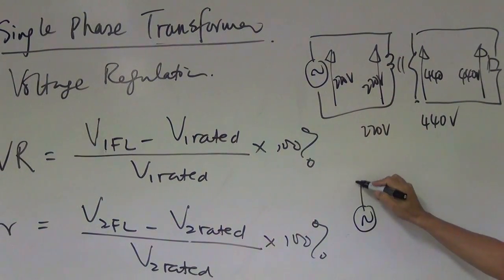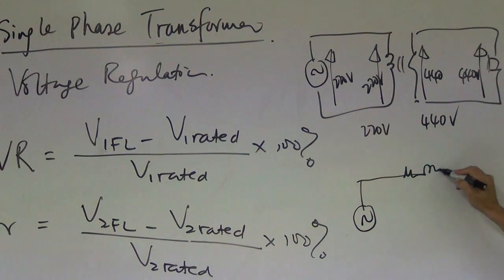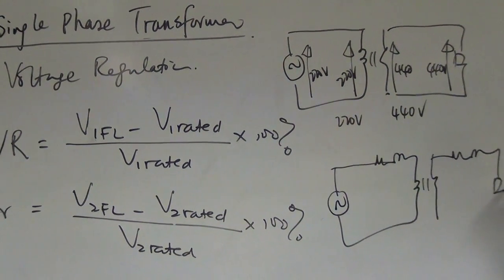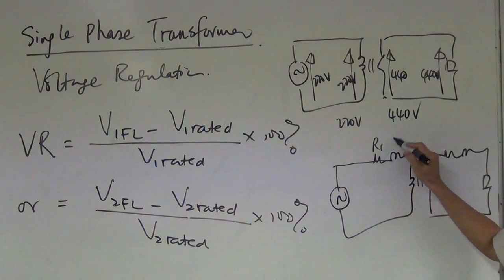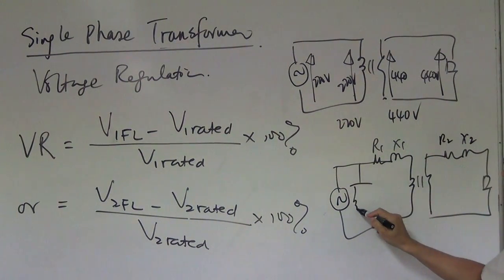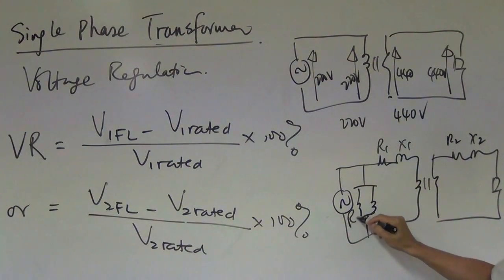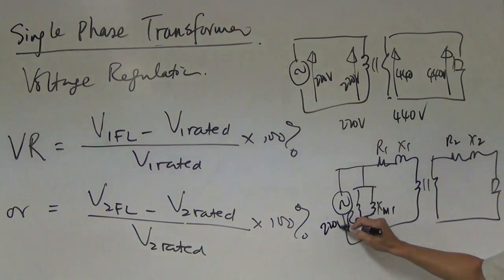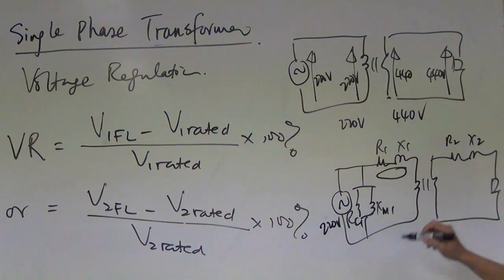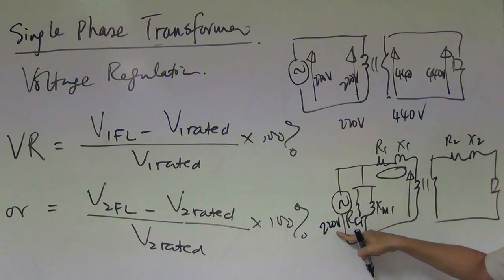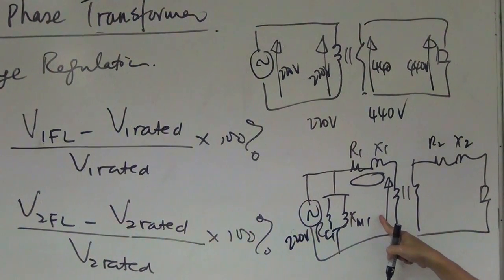A practical transformer has parameters. Alright, remember R1, X1, R2, X2, right? And then you have the core loss resistance and the magnetizing reactance. So if I really put 220 volt, there will be a voltage drop here. Do you think this voltage should be 220? It may not be, because Kirchhoff's voltage law says this minus this must be equal to this, right?